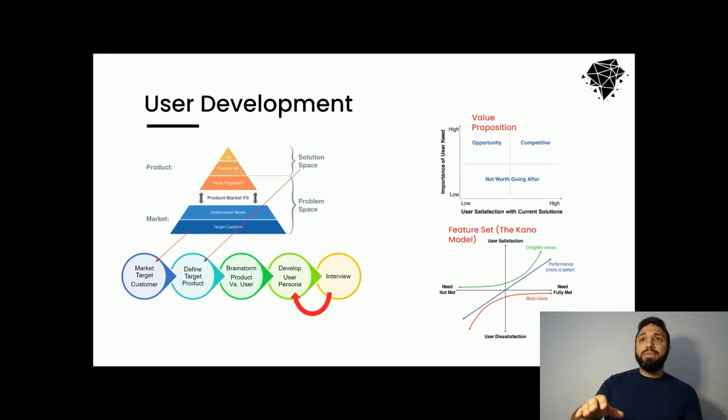So you have a very good diagram as well, used in multiple product design books. They're talking about the user satisfaction and the current solutions, apologies. And there is the importance of user need. So usually when you have a need, again, the lower part of the pyramid, the problem, and you have a value proposition, you need to do this product market fit.